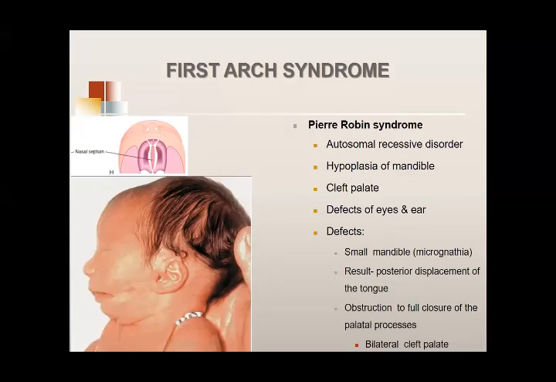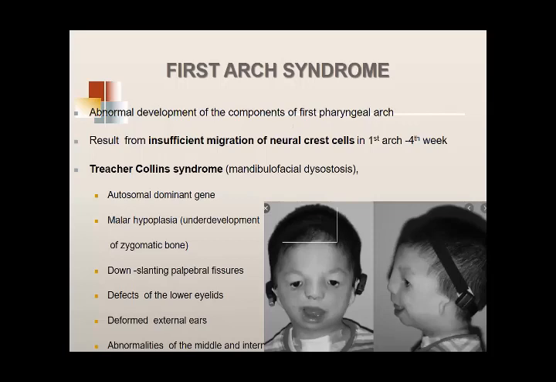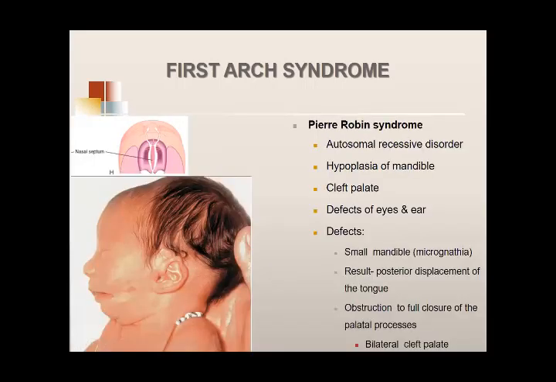The other component, one we have covered is Treacher-Collins syndrome, and the second is Pierre Robin syndrome. The baby may suffer from either one or the other. If it is an autosomal recessive disorder, then it is Pierre Robin syndrome. If an autosomal dominant gene is involved, then it develops into Treacher-Collins syndrome. Let's also go through the features of Pierre Robin syndrome.